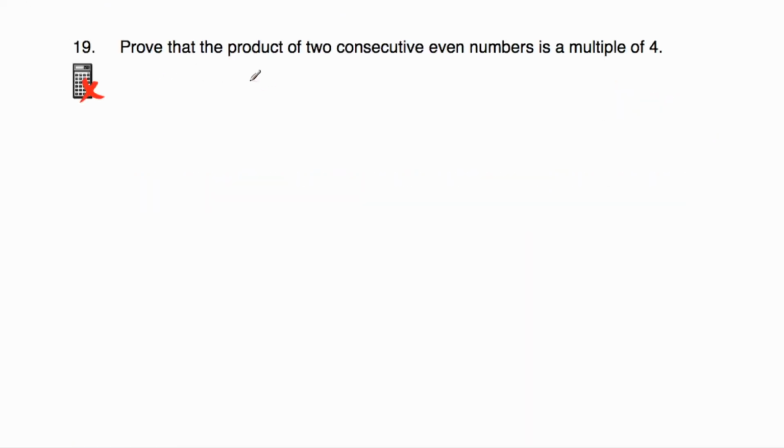So question number 19 says, prove the product of 2 consecutive even numbers is a multiple of 4. So we want to find the product, so again, when we multiply, 2 consecutive even numbers. Okay, so let's choose an even number, 2n. The next consecutive number will be 2n plus 1. That's odd, but we want consecutive even numbers, so we're going to choose 2n plus 2. And we want to show the product, so we're going to multiply them together, and we're hopefully going to get that to be a multiple of 4.